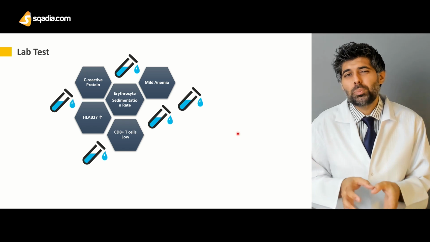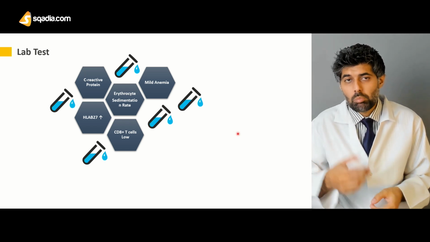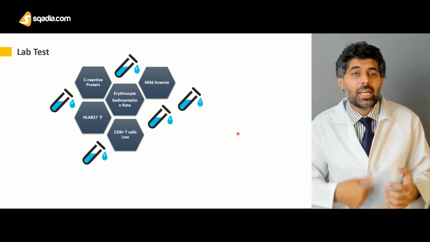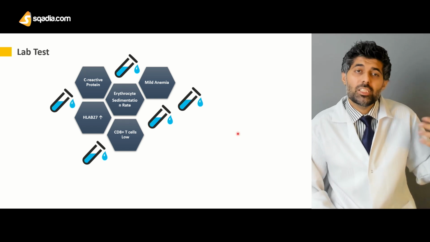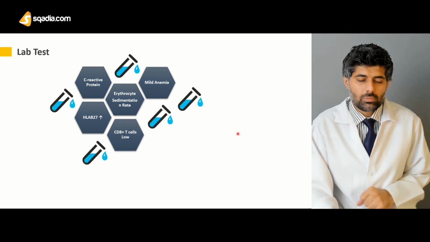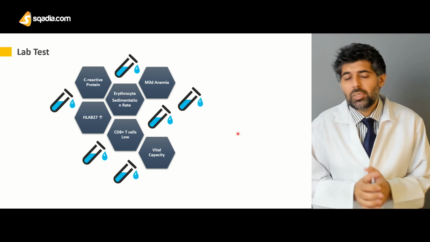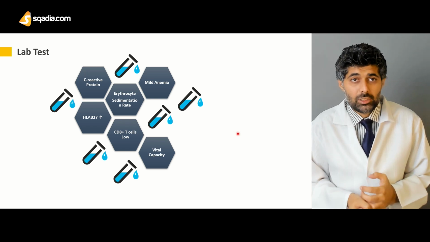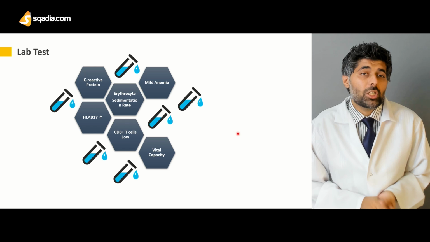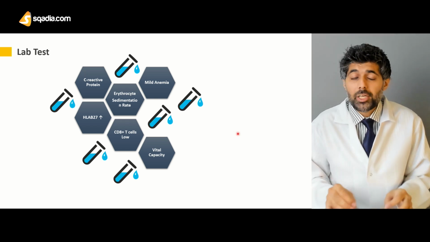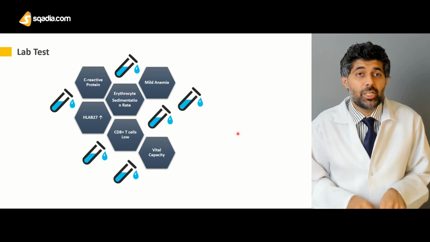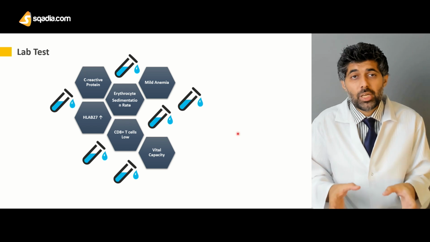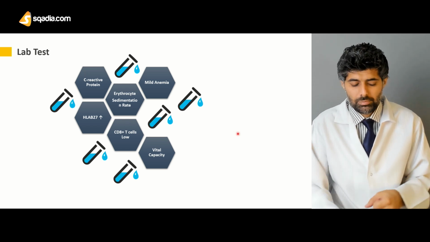Sometimes patients also present with mild anemia. Now this mild anemia is due to less absorption of iron in patients who also have inflammatory bowel disease. We also sometimes get patients with a decreased vital capacity. Even though the functional residual capacity remains the same, the vital capacity is extremely reduced, and it is reduced because there is less expansion of the rib cage during the course of the disease.